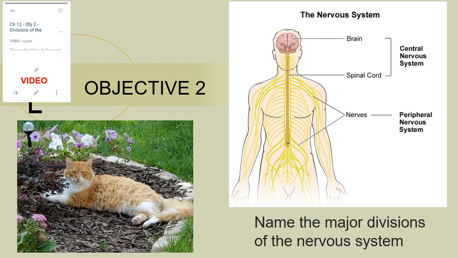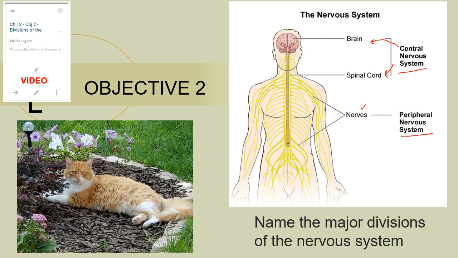This video is going to cover Chapter 12, which is the nervous system, Objective 2. Objective 2 talks about the major divisions of the nervous system. So you see here in the image on the right, the two major divisions are the central nervous system, which is made up of the brain and spinal cord, and then the peripheral nervous system, which is the other major division, is made up of nerves.